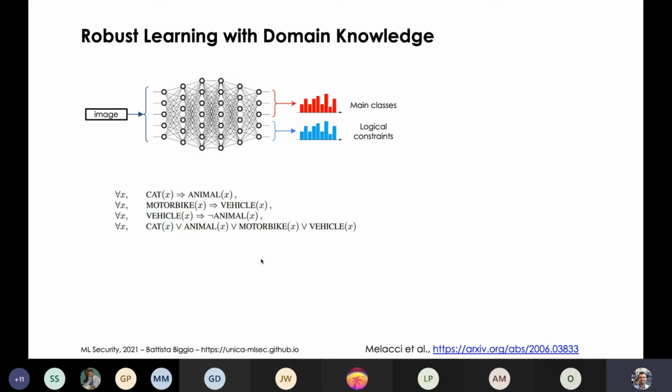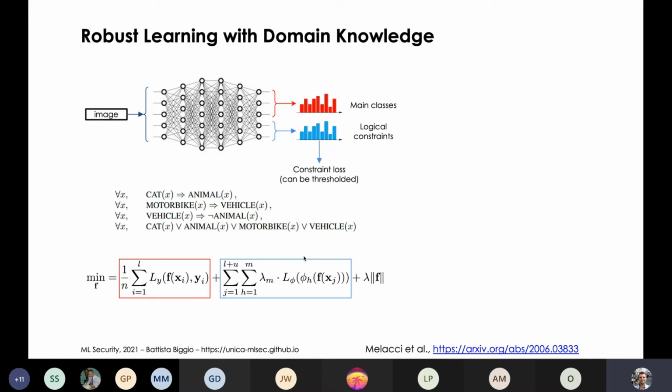Now these constraints can be embedded with the logical formulas that you see here. For example, if I'm classifying x as a cat, this implies that animal should also be active as an output. If I'm classifying something as a motorbike, then it has to be also a vehicle. A vehicle is not an animal, and a cat, I think, this one is probably wrong because we're missing the end. But here you have the mutual exclusion, so you want to have either a cat or a vehicle, and so on. This is just an example. The nice thing is that you can encode this kind of domain knowledge given by these constraints in terms of a loss function, and then you can enforce it through optimization.